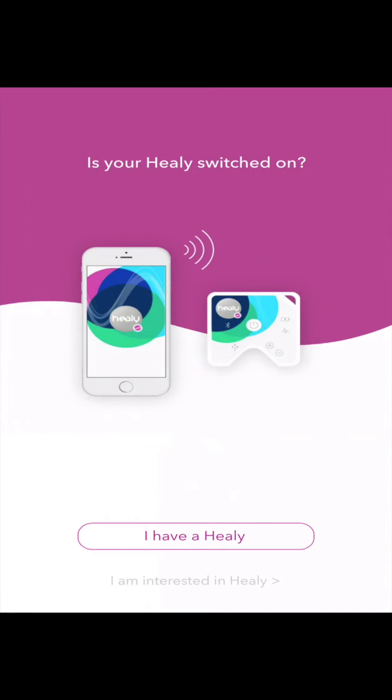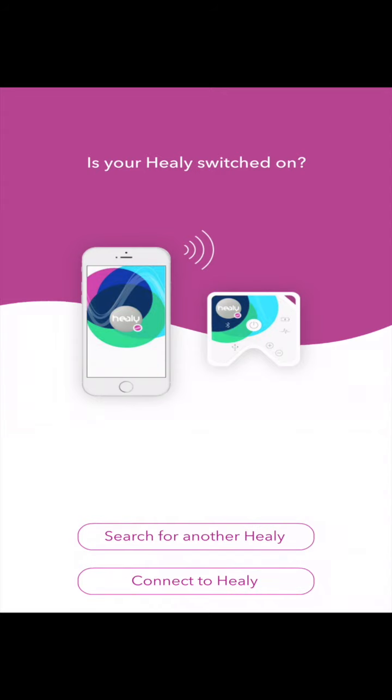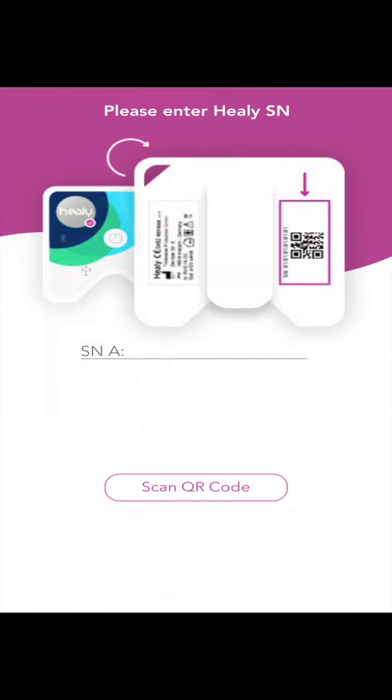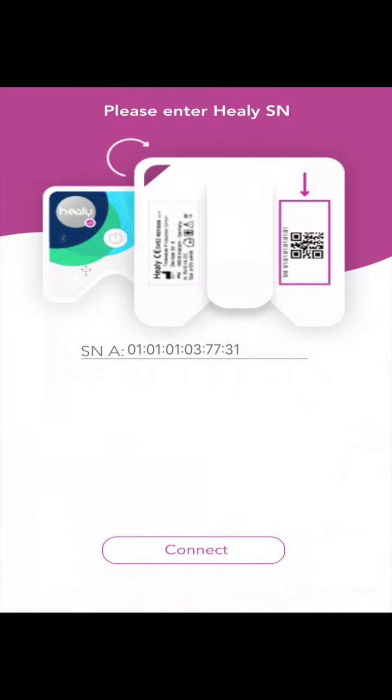Spinning means it's trying to connect. Hopefully it does. It may or may not. And it doesn't. Okay? But have no fear. Click I have a Healy. Let's say search for another Healy right now, or you can say connect to a Healy, whichever. It's trying to connect to the Healy. And again, it may come up with other options if there are other Healys in the vicinity. We connect. We can either input manually the serial number, or we can scan it with the QR code.